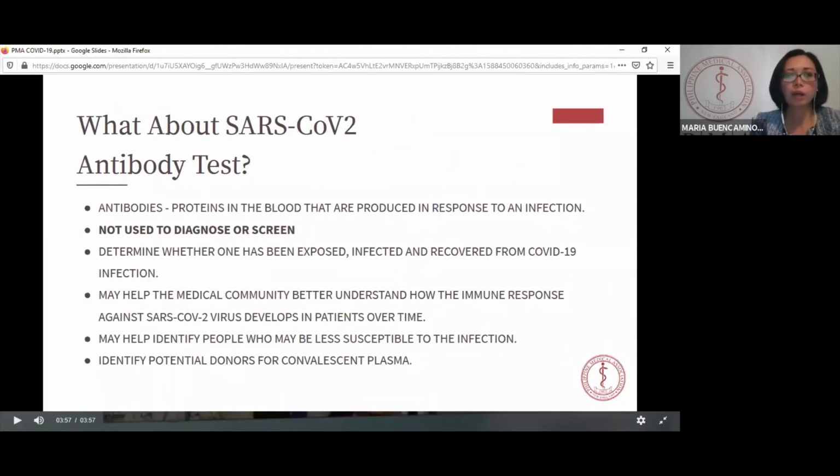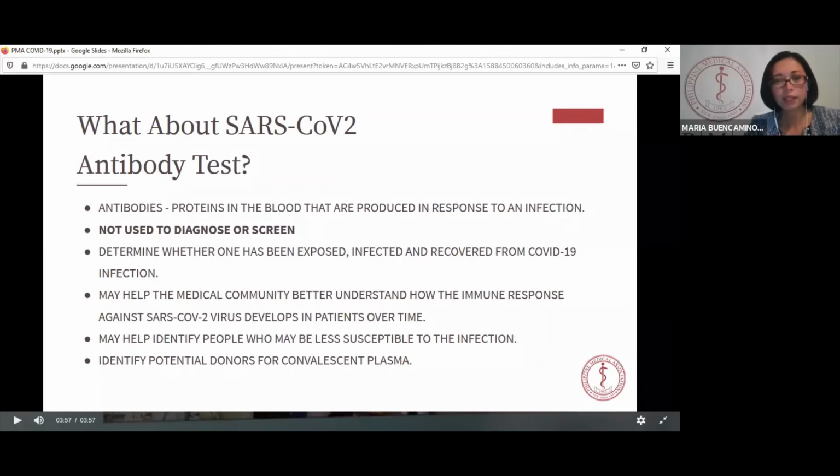So antibodies are proteins in the blood that are produced in response to an infection. The SARS-CoV antibody test is not used to diagnose or screen for COVID-19 infection. This test helps us determine whether one has been exposed, infected, and recovered from COVID-19 infection.